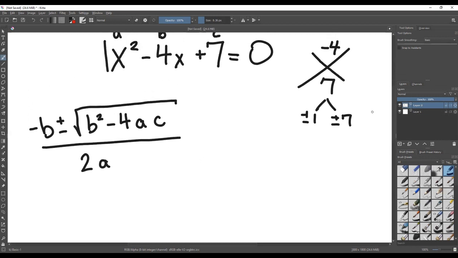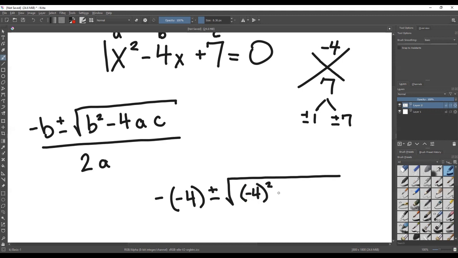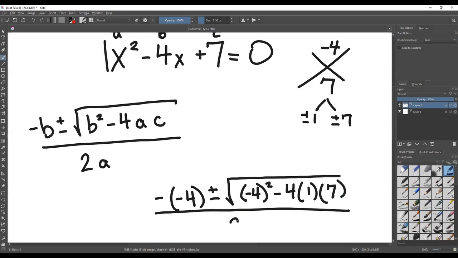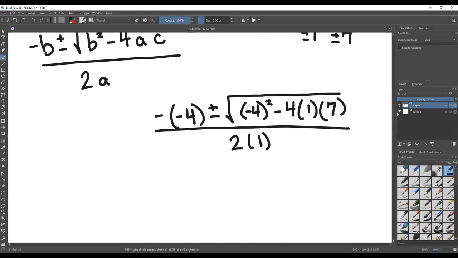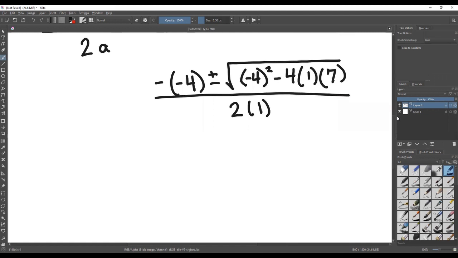Let's write this equation in terms of our equation. We'll have negative b, which is -4 already, plus or minus the square root of b squared, -4 squared, minus 4a, which is 1, c, 7, all over 2a, which is 1. And then we solve.